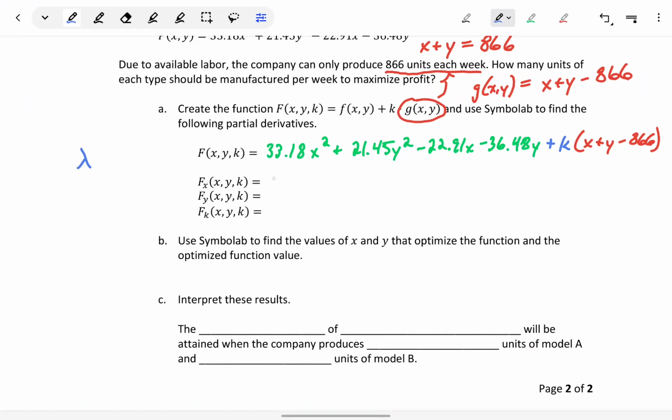So what we ended up with here would have been 66.36 times x plus k minus 22.91, 42.9 times y plus k minus 36.48, and x plus y minus 866.